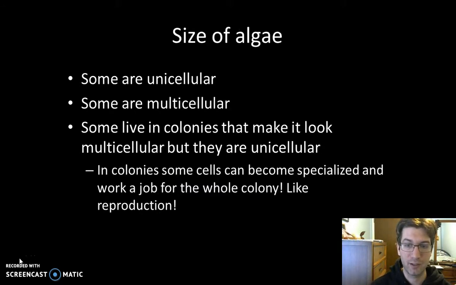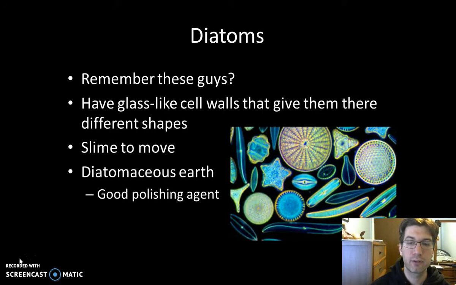Algae come in different sizes. Some of them will be unicellular. Some of them will be multicellular. Some can live in colonies that make it look like they are multicellular, but they're actually unicellular. They're all kind of working together for a common goal, even to the point where some will specialize in a certain area, and that's really the only thing they do. So, for example, some might specialize in reproduction, and other algae in the colony won't reproduce, but these certain ones will, and therefore the other ones can focus on other tasks at hand that will benefit the whole community or the whole colony.